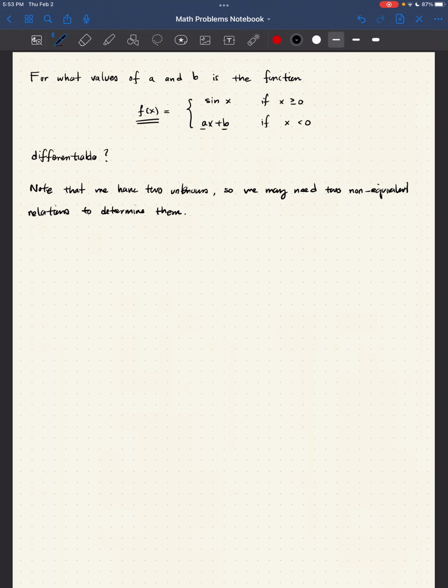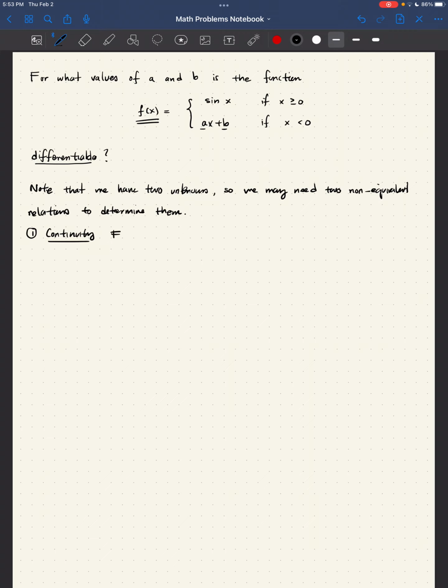Now, where are these conditions going to come from? Well, we require differentiability, right? But for a function to be differentiable, it has to be continuous. So that's going to be our first source of a relation, that of continuity. So let me put it in these terms. For a function to be differentiable, it has to be continuous. And for it to be continuous, the following equation should be satisfied.